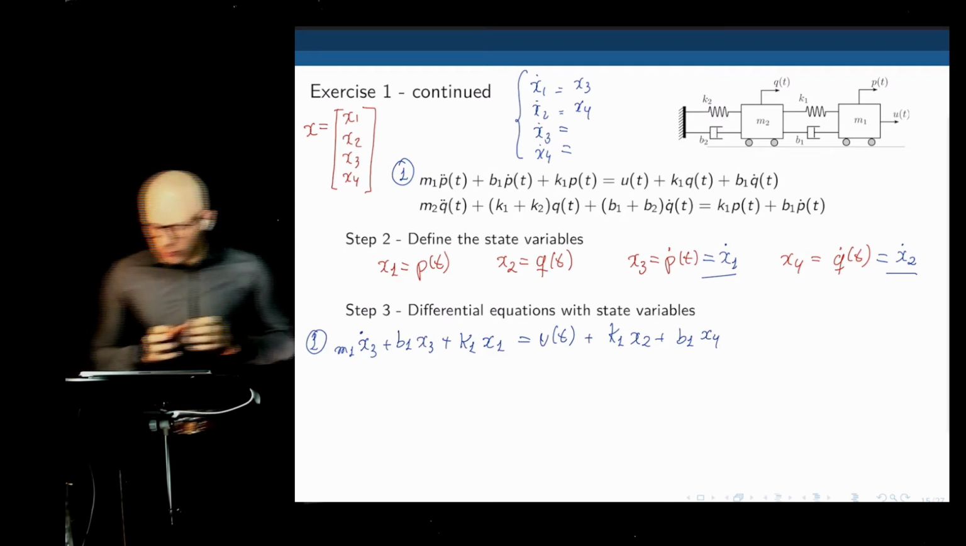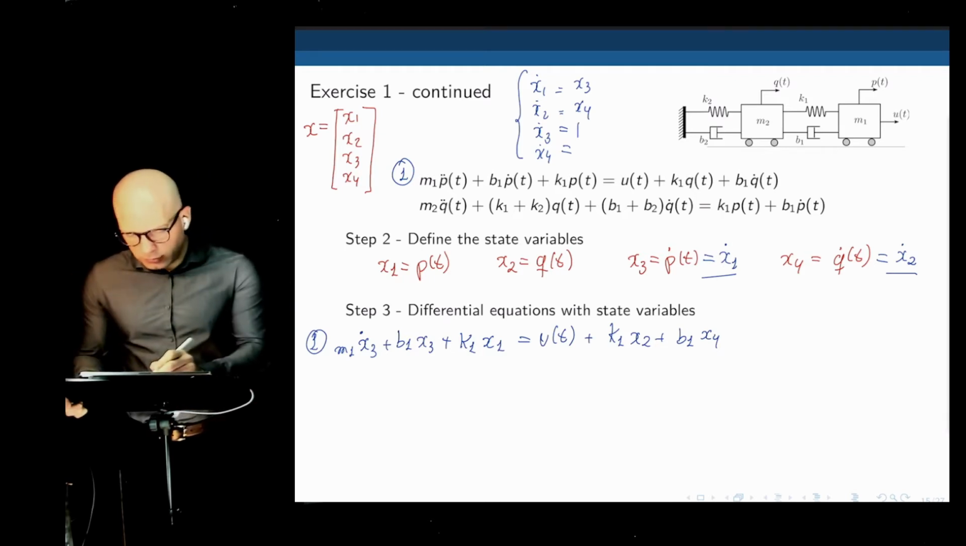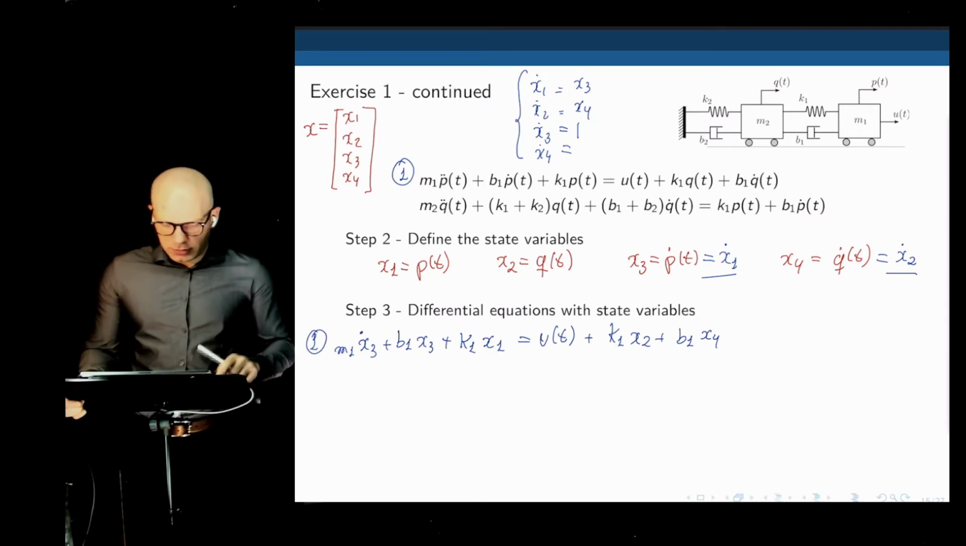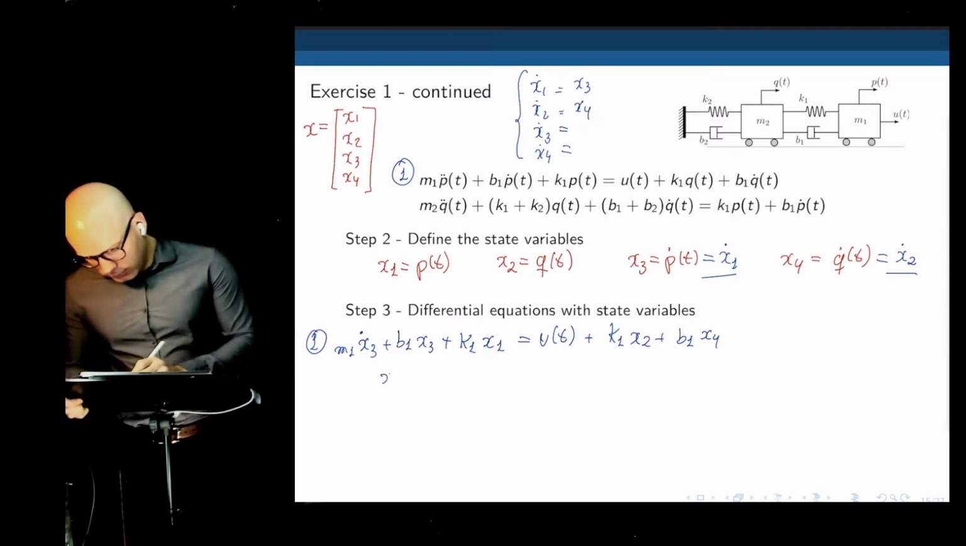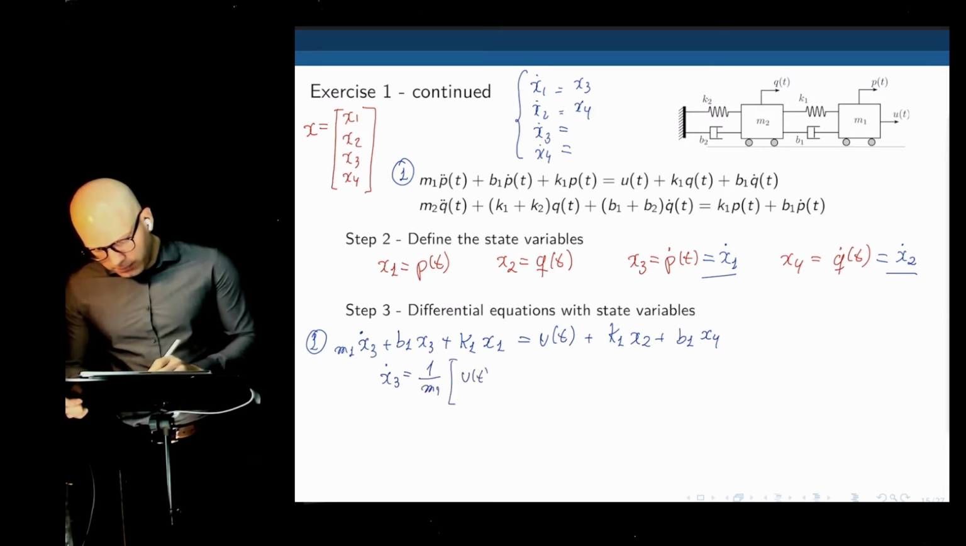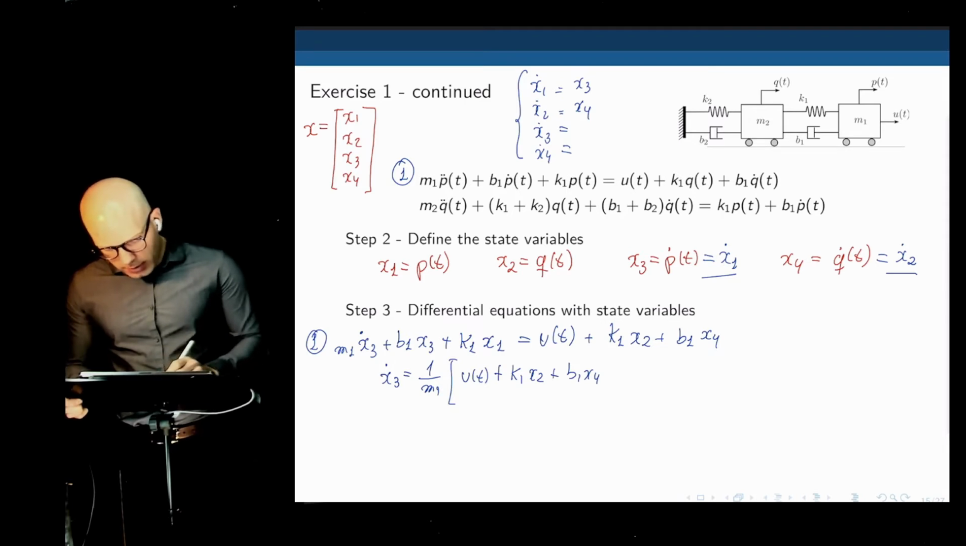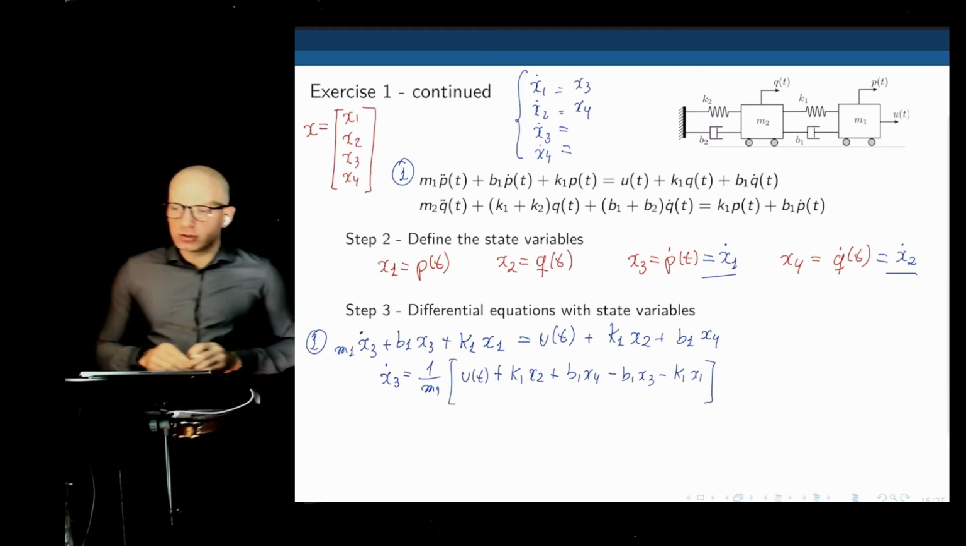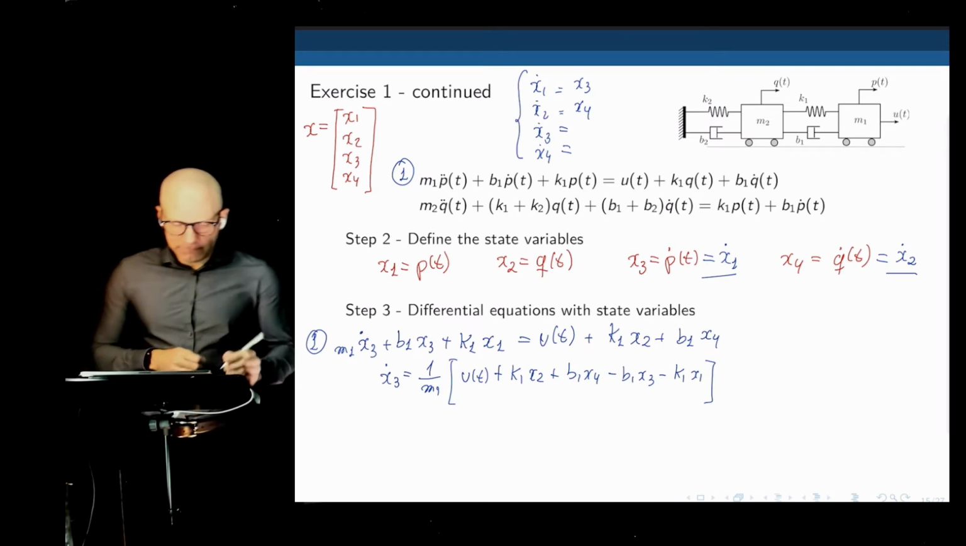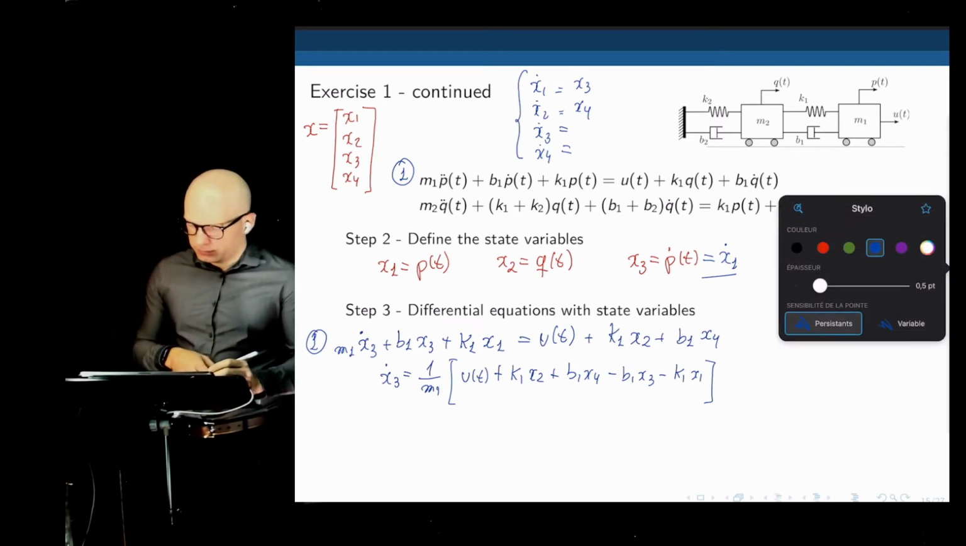So now we can solve for x3 dot to fill the gap in our table. So now x3 dot equals 1 over m1 times u of t minus k1 x2 minus b1 x4 minus b1 x3 minus k1 x4. And this is the equation of our x3 dot. Any questions?